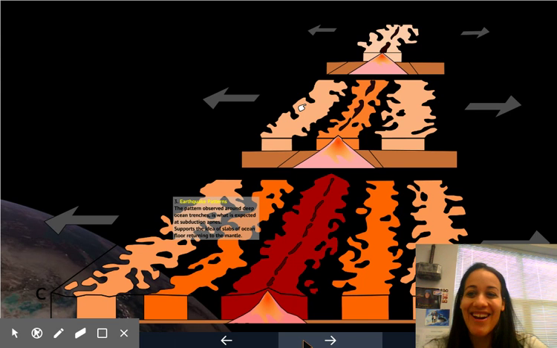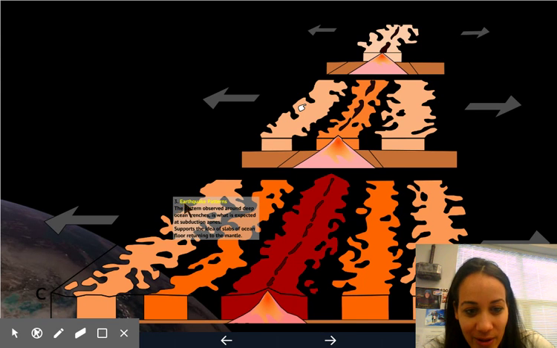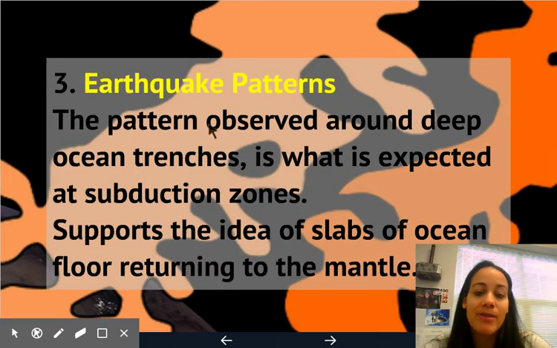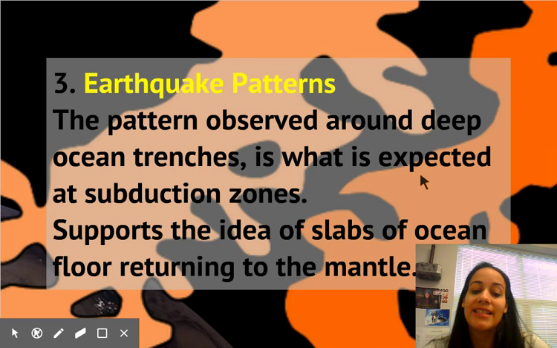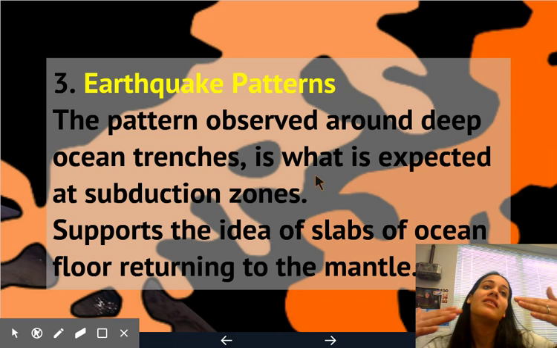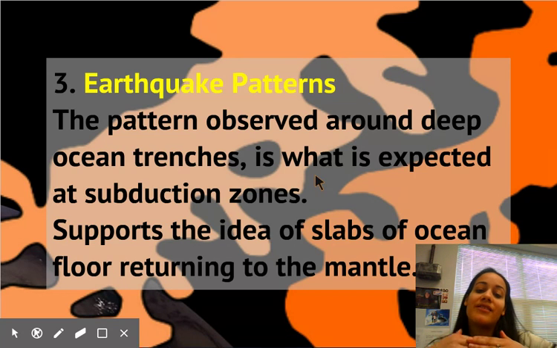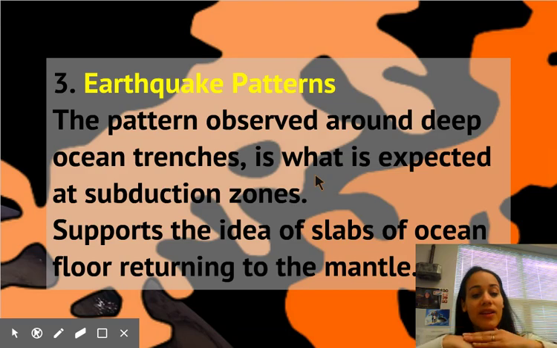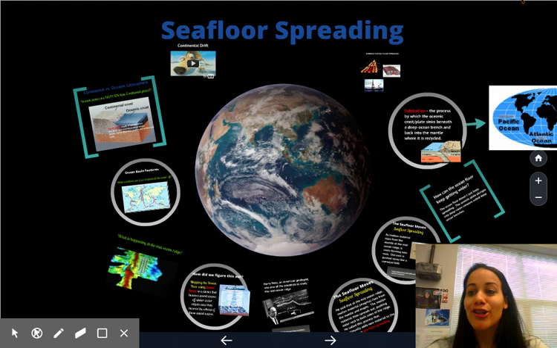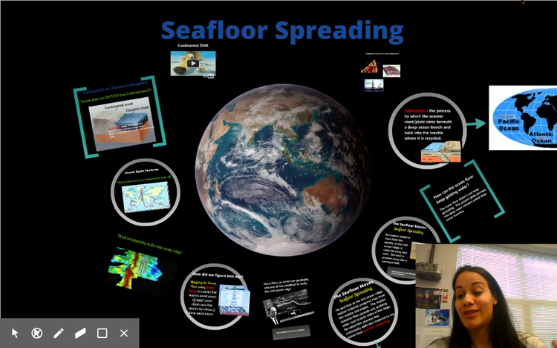Yeah. Hi! So then the third piece of evidence is that we are able to see earthquake patterns. The patterns are observed around deep ocean trenches, and it's what happens at subduction zones. So we have earthquakes at subduction zones, and we're able to verify that. Near the deep ocean trenches is where the oceanic lithosphere is sinking, because we have earthquakes and that's what happens, right? And that concludes the entire lesson just in time because my other class is coming in.